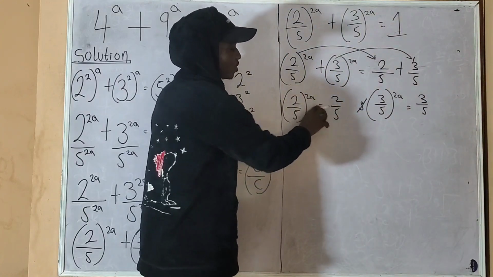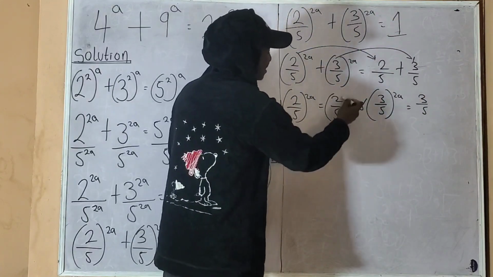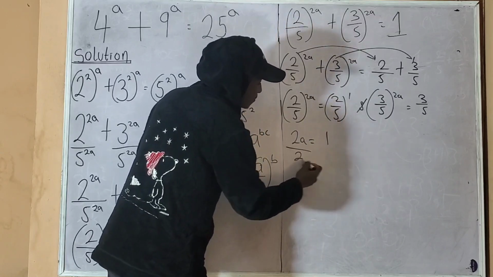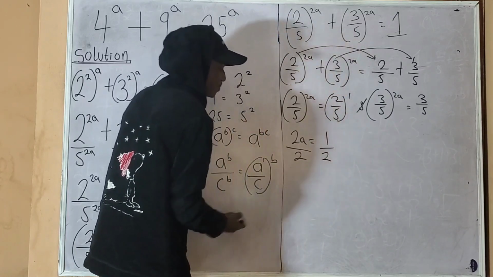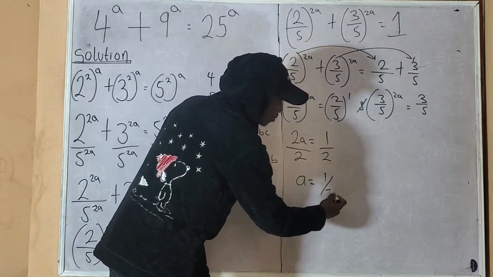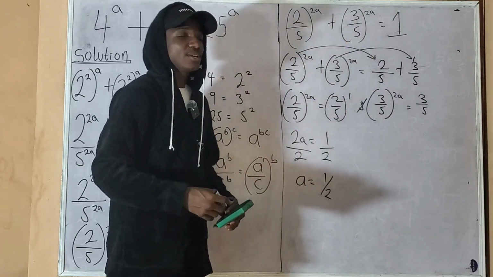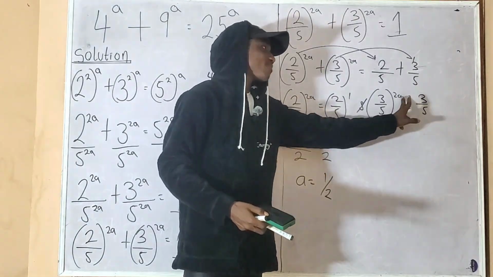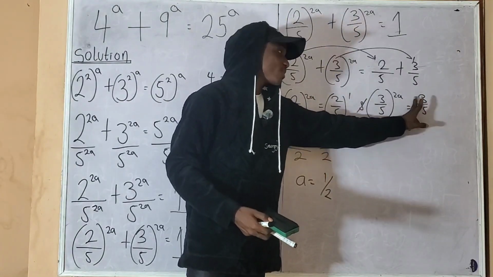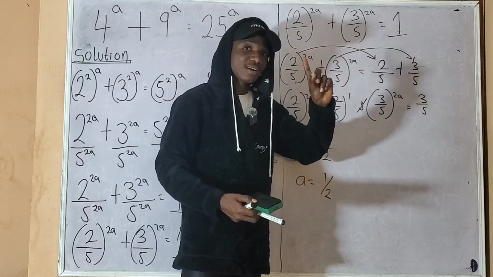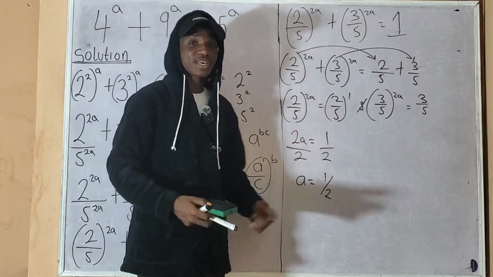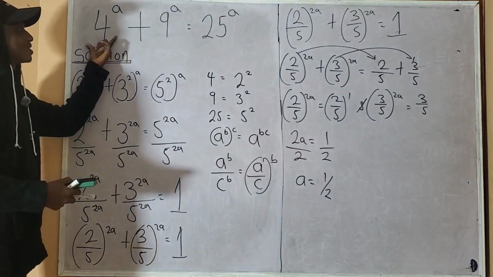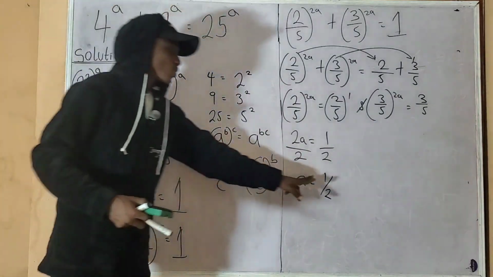Now, what is the exponent of 2 over 5? The exponent is 1, right? So we can say that 2a is equal to 1. To get the value of a, we're going to divide both sides by 2. So a equals 1 over 2, which is the final answer. You can also make use of 3 over 5, which is the base. You're going to have 2a equals 1 because the exponent of 3 over 5 here is what? 1, right? So you're still going to obtain the value of a as 1 over 2. So the solution to this equation is a equals 1 over 2.